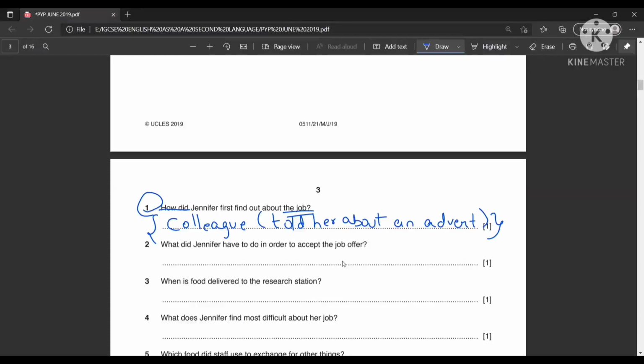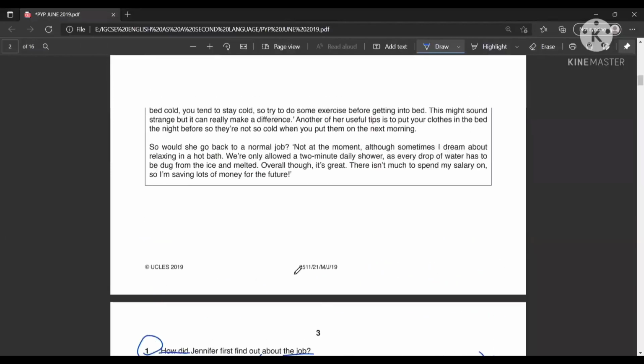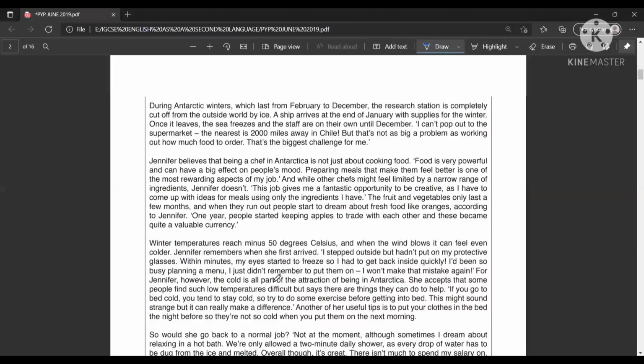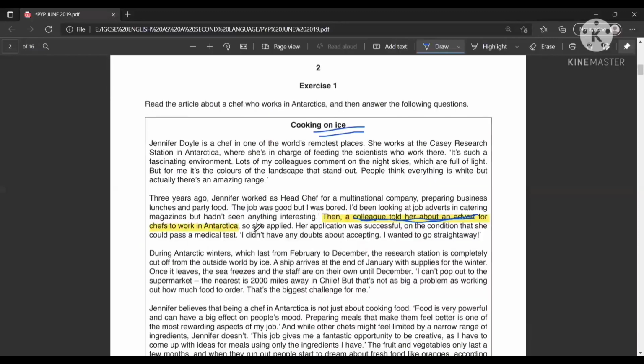So what is the next question? What did Jennifer have to do in order to accept the job offer? So let's see whether we get the second answer in the second paragraph or not. Let's locate the answer. Okay, so she applied. Her application was successful on the condition that she could pass the medical test. So we have got the second answer in the second paragraph.